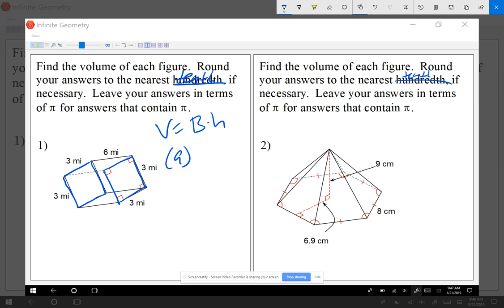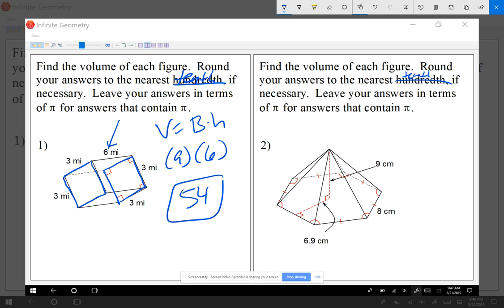The base could be a triangle, circle, whatever it is. The height is the number that has nothing to do with your base. So the height in this case is 6. So I'm just going 9 times 6, 54. That's the volume of a prism or a cylinder. What was it again?